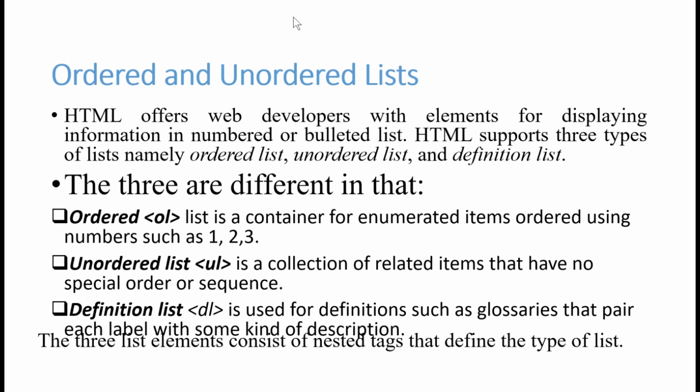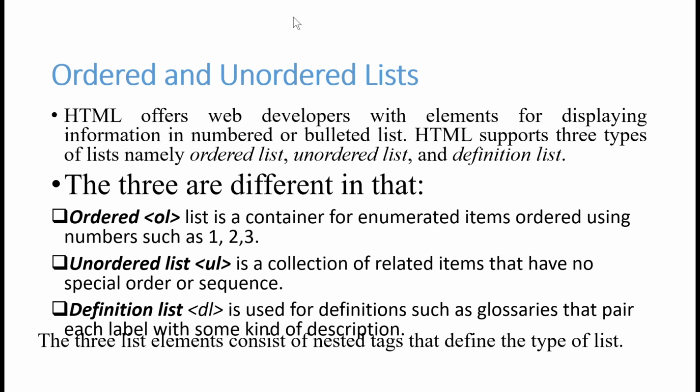There are three different types. Ordered list, see their tag: OL. The OL tag is a container for enumerated items ordered using numbers such as 1, 2, and 3. Ordered list uses numbers to sort.